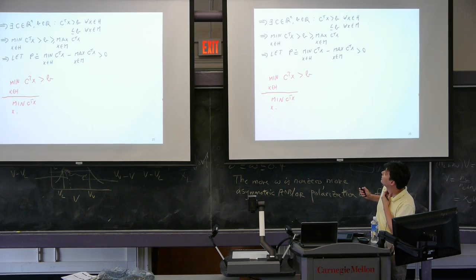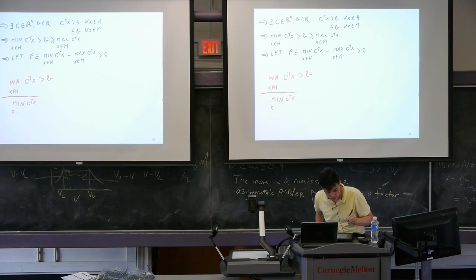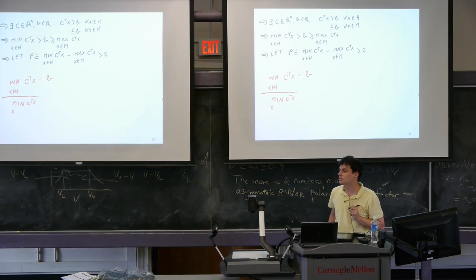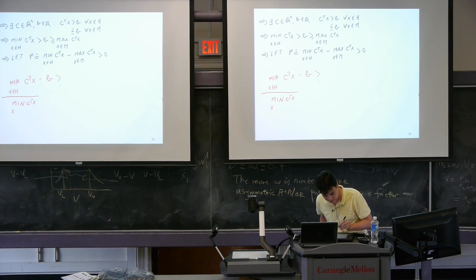So C transpose X minus B is bigger than 0. That's what you know. So you want, instead of this, C transpose X minus B. Right. Yeah, this will be bigger than 0. We know that. Well, then you find the minimum.